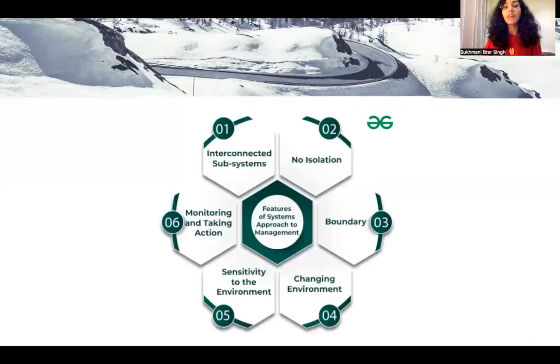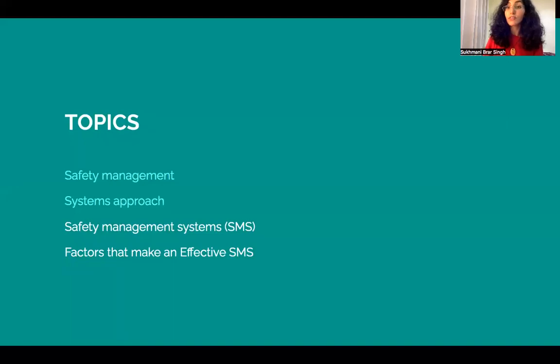Okay. And I really like this diagram because it kind of breaks down what I've said so far into more categories. So first of all, interconnection between subsystems. So these systems are not working in isolation. That's point 1 and 2. Number 3, there are boundaries between the subsystems. Number 4 and 5 address being sensitive to the environment and therefore being able to change as a result of those environmental changes. And number 6, which is not in the previous diagram, is monitoring and taking action. So that covers the systems approach.